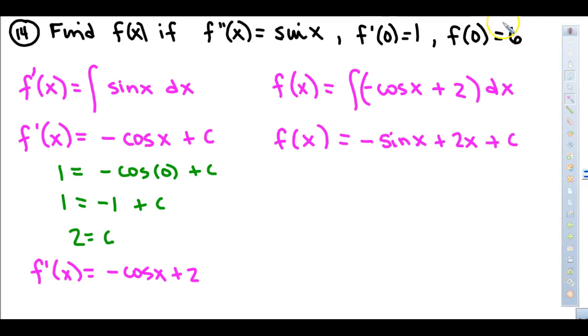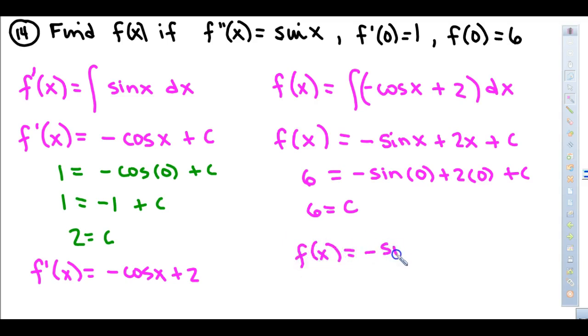Okay, so now using our ordered pair of 0, 6, I'm going to put 6 in the place of y, and 0 in the place of x. So 6 is equal to the opposite of the sine of 0. Well, sine 0 is 0, and the opposite of that is still 0. So all that right there works out to be 0. And then 2 times 0 is still 0. So 0 plus 0 plus c is just c. So c is equal to 6. Okay? So looks like f of x is negative sine x plus 2x plus 6.